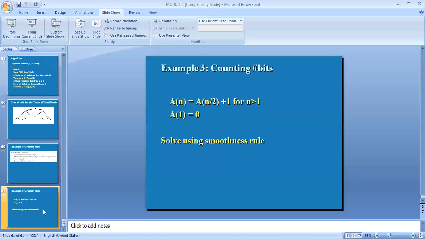Here the execution time is calculated like this. A of n is equal to A of n by 2 plus 1, where n is greater than 1, so n by 2 will be lesser. A of 1 is equal to 0. So we solve using the smoothness rule. This is the way the execution time is calculated for recursive functions. Thank you.